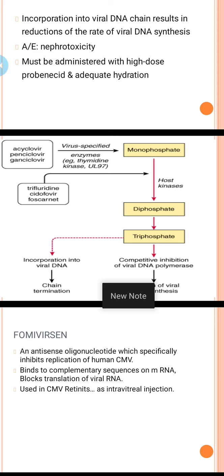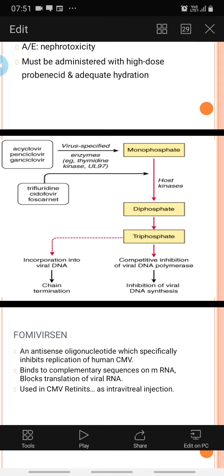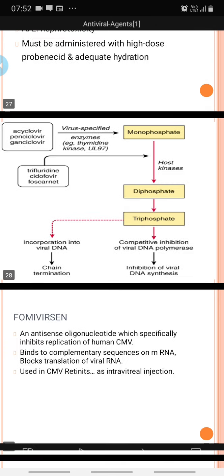So these are the mechanisms of action of all these drugs: acyclovir, ganciclovir, penciclovir. The first step is done by the virus-specific enzyme thymidine kinase, forming the monophosphate. Then monophosphate to diphosphate and triphosphate is done by the host kinase. Trifluridine, cidofovir and foscarnet do not need the viral kinase. After formation of the triphosphate, they are incorporated into viral DNA and cause termination of the DNA chain, and competitive inhibition of the viral DNA polymerase. There is inhibition of viral DNA synthesis, so new viral DNA is not formed.